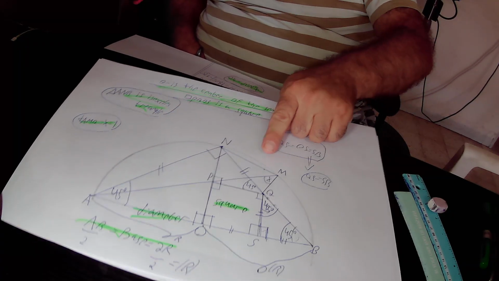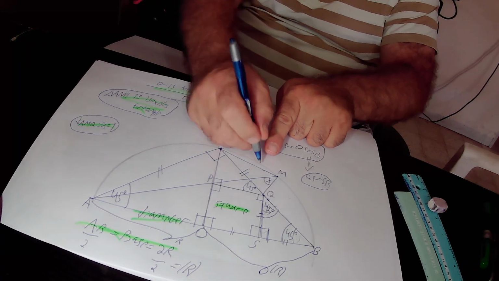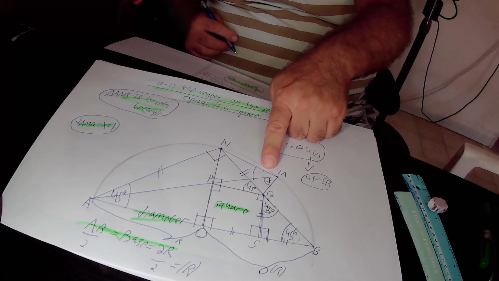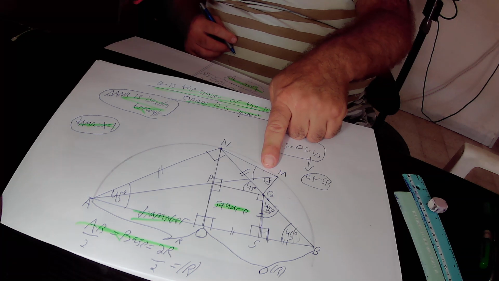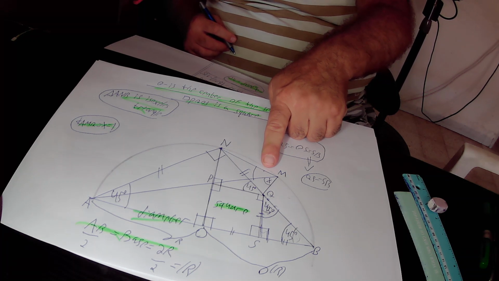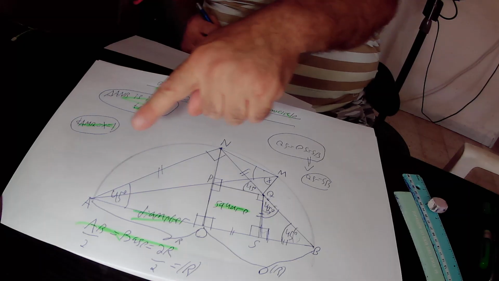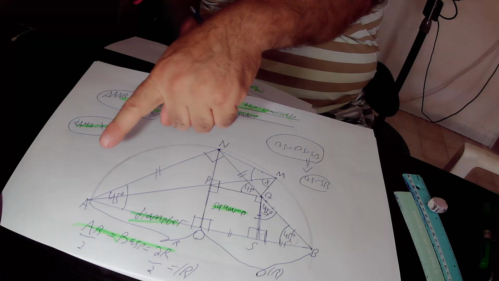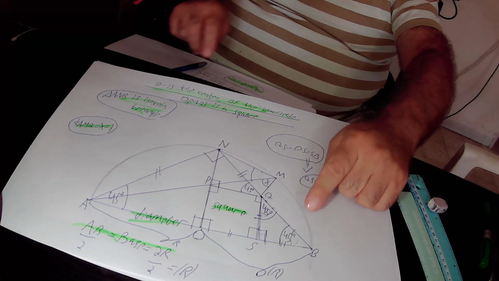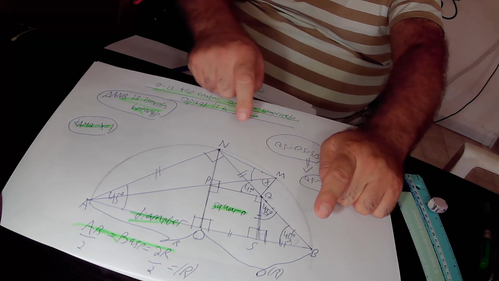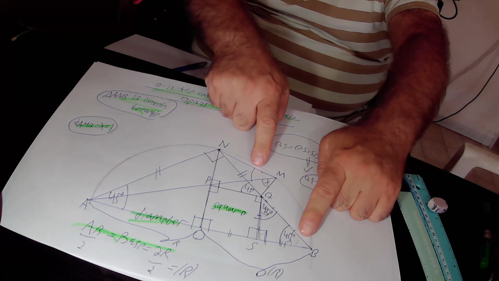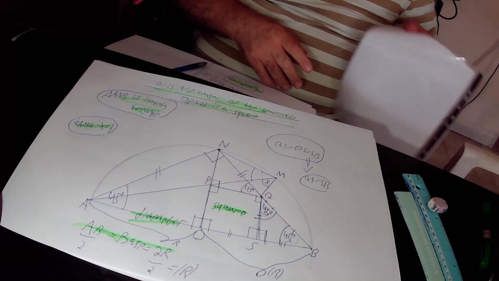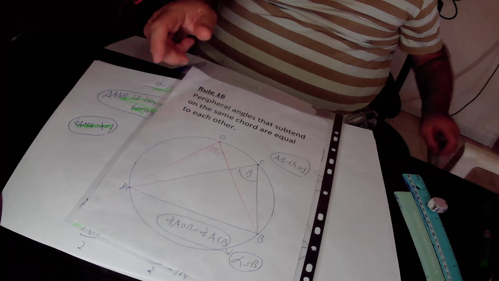Likewise, this is angle AMN. Angle AMN subtends the same chord, AN. Again, peripheral angle AMN also subtends the same chord AN. And because those two peripheral angles subtend the same chord AN, they must be equal to each other in size according to rule 16. So I repeat quickly on rule 16.